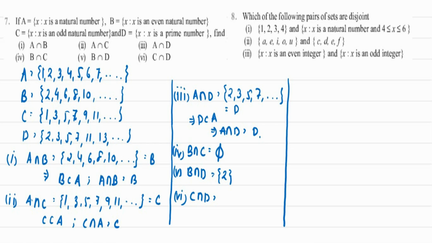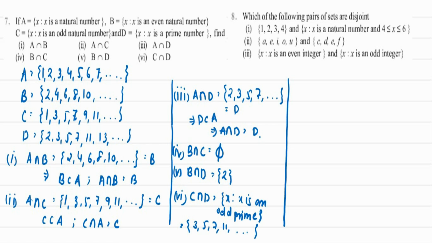C is the set of odd numbers, D is the set of prime numbers. So this intersection will be X such that X is an odd prime. So the resultant set will be all the odd primes 3, 5, 7, 11 and so on. So in short what we can say is that other than 2 all the elements are common in C and D. So C intersection D will be the set of all odd primes.